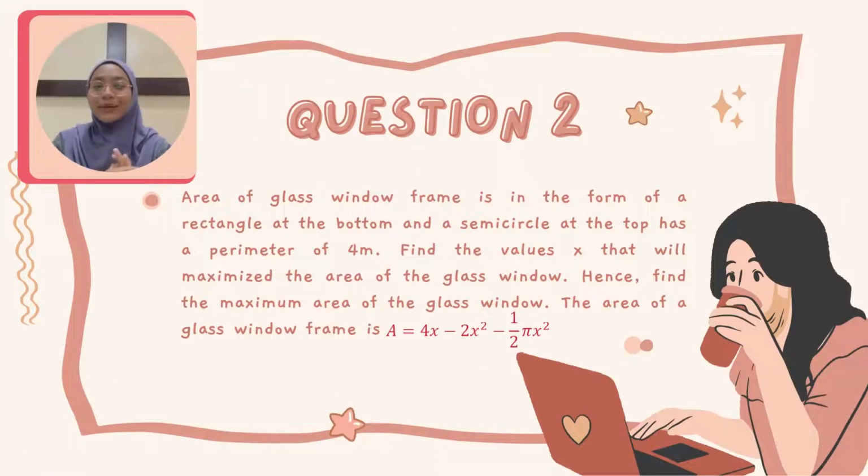So for question 2, the area of a glass window frame is in the form of a rectangle at the bottom and a semicircle at the top that has a perimeter of 4 meter. Find the value of x that will maximize the area of the glass window. Hence, find the maximum area of the glass window also. The area of the glass window frame is A equals 4x minus 2x square minus 1 over 2 pi x square. So that's the question for number 2.